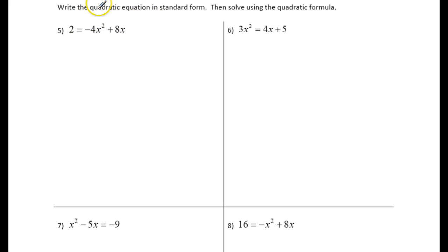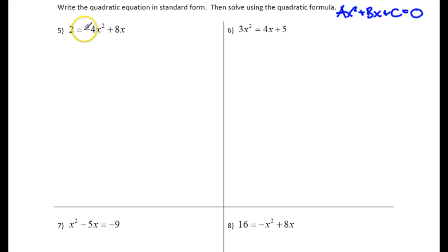Alright, so number 5 says 2 equals negative 4x squared plus 8x. So if you look at this, this is not ready to solve yet because it's not in standard form. Okay, so the direction says write it in standard form, then solve it. Because once again, when we use our quadratic formula, we have to plug in our a number, our b number, and our c. And remember, with the quadratic formula, we're always setting it equal to 0 because that's where the x-intercepts are. That's really what the answers mean.